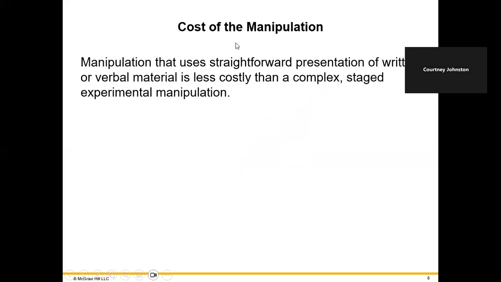Now, when it comes to the cost of manipulation, one that uses a straightforward presentation of written or verbal material is going to be less costly than a staged experimental manipulation. And so, again, with that straightforward manipulation, you might just be presenting participants with a narrative that they need to read, and that's going to prime them to behave or have a certain emotion in a specific way. That's going to impact that dependent variable.